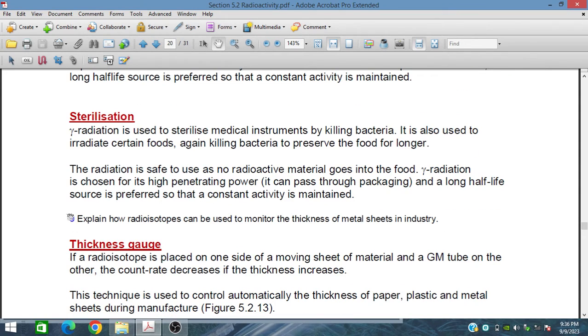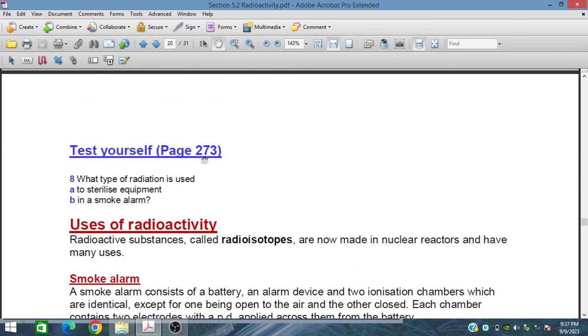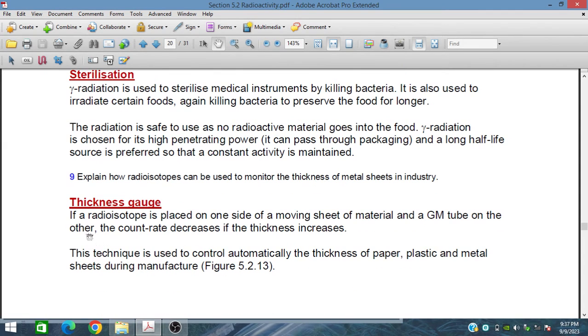In question number 9 from Teach Yourself on page 273: explain how radioisotopes can be used to monitor the thickness of a metal sheet in industry. So radioisotopes can be used to monitor the thickness of a metal sheet in industry. This is a thickness gauge.